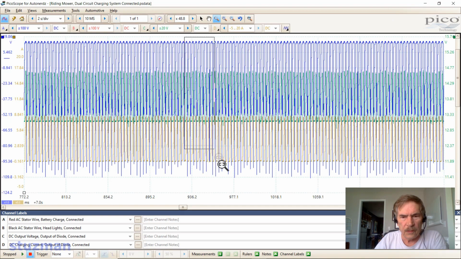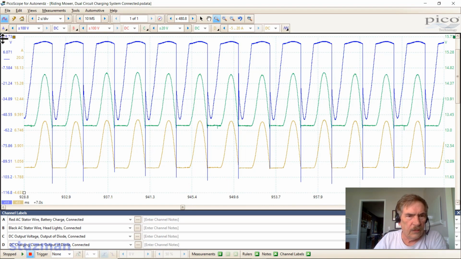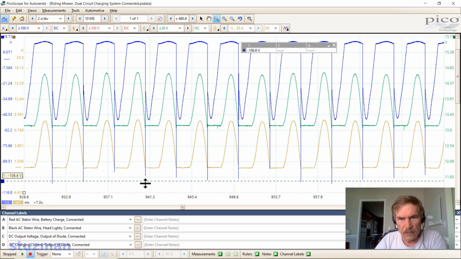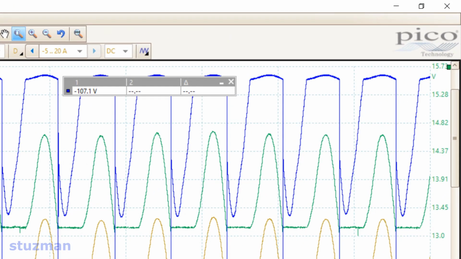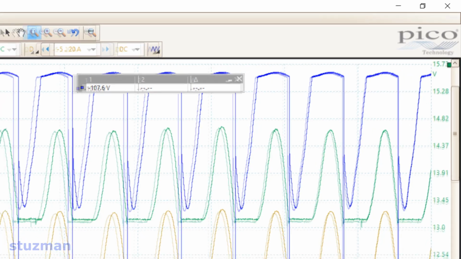So if we take a look at those spikes there, we're running about 107 volts there. So what is the reason for that?